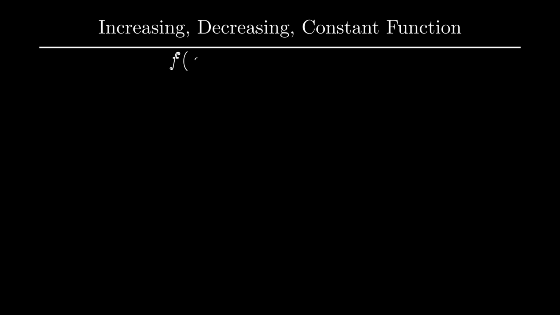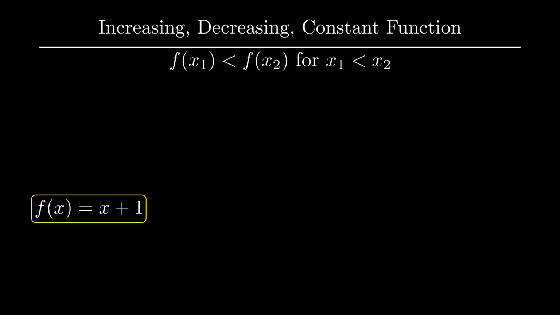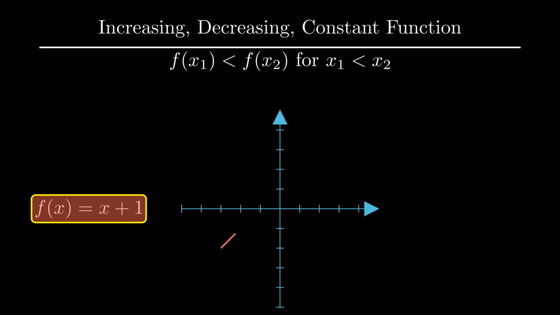A function is said to be increasing if the value of the function at x1 is less than the value of the function at x2 for all values of x1 less than x2. Let's take an example to understand this concept better. If we plot this function, we can see that the function is increasing because the value of the function at any value of x is less than the value of the function at any greater value of x. Also, the slope of the function is positive, which is another indicator that the function is increasing.